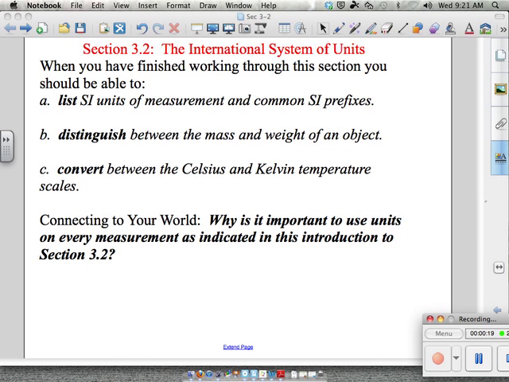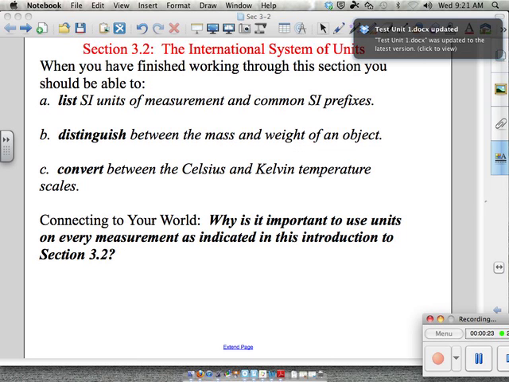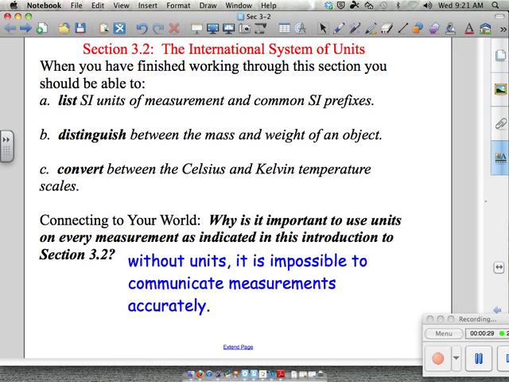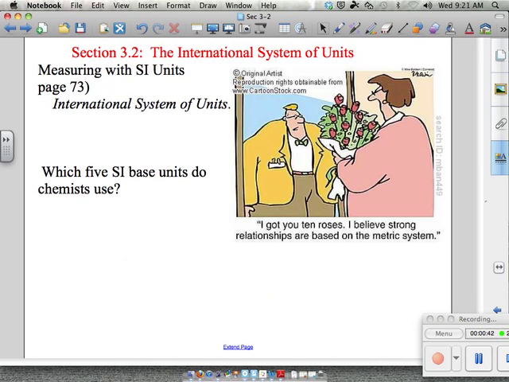temperature scales. At the beginning of the chapter, it talked about why it is important to use units in every measurement. And we know that without units, we can't effectively communicate what our measurements are. 3 feet is much, much different than 3 inches. Or in the metric system, 0 degrees Celsius is very different than 100 degrees Celsius.